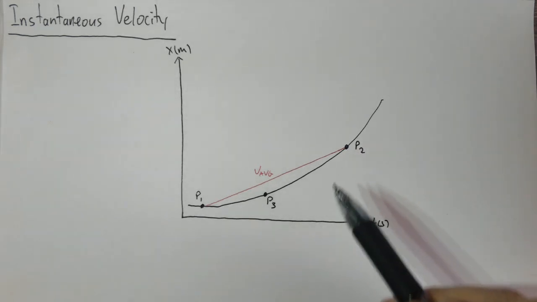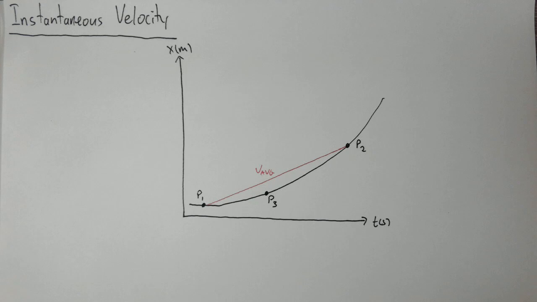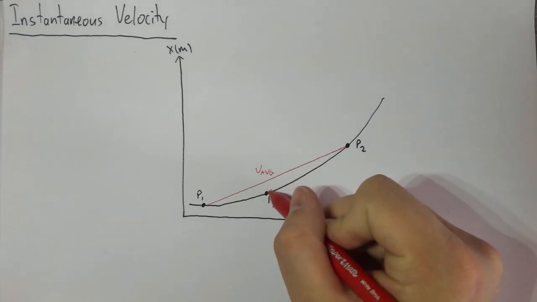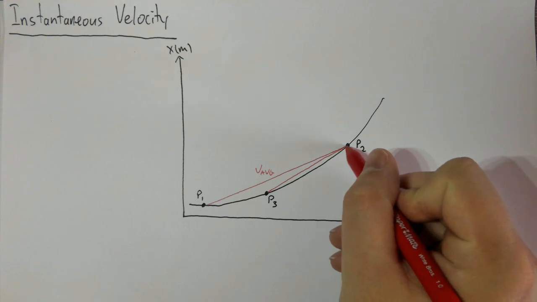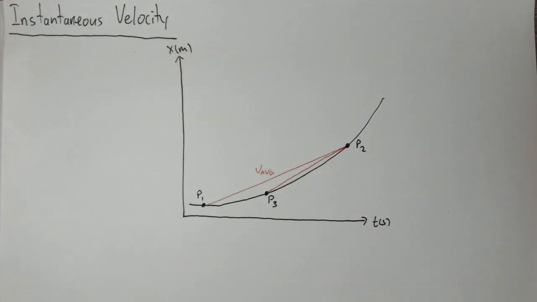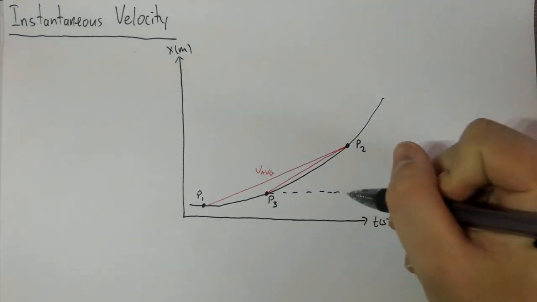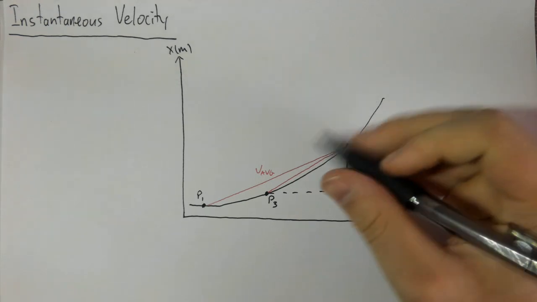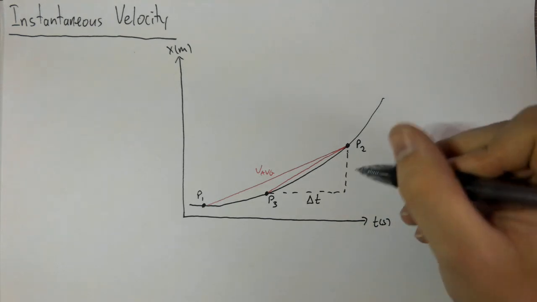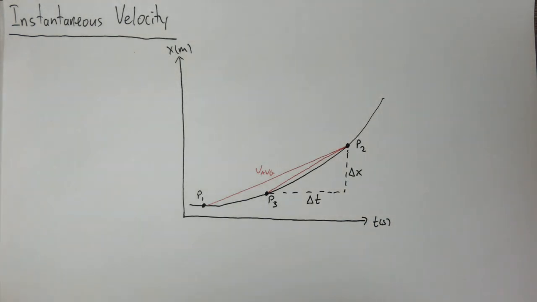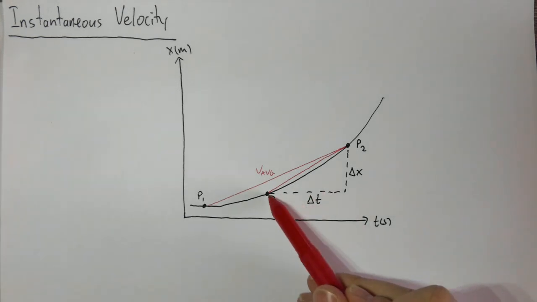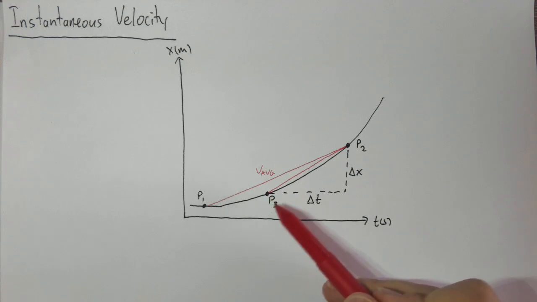Well, if we know P2, our average velocity would look something like this. If I draw another red line, we connect the two, and the change in our variables forms sort of a triangle like this. So this would be delta t, and this would be delta x. And what we want to do is find the velocity at this point only, not anywhere in between, but at this point specifically, hence the term instantaneous.